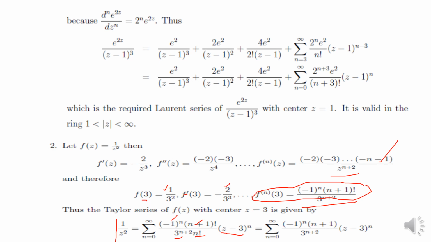The nth derivative we have taken here, as we had written in the previous example, dn upon dzn of e to the power 2z. So same thing here, already done the nth differentiation and kept here, which is equal to sigma n is equal to 0 to infinity minus 1 to n, n plus 1 factorial was there, but that has been cancelled out with n factorial, so only n plus 1 is there, upon 3 to the power n plus 2 and (z minus 3) to the power n.